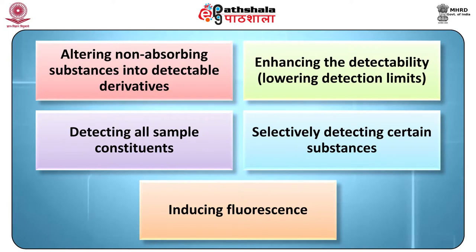Derivatization alters non-absorbing substances into detectable derivatives, enhancing detectability, lowering detection limits, detecting sample constituents, selectively detecting certain substances, and inducing fluorescence. The technique is accomplished by spraying liquid, immersing or dipping, and with the help of gases. In any case, the reagent needs to be homogeneously transferred to the chromatogram. The transfer of homogeneous reagent can be achieved by immersing the TLC plate in the derivatizing reagent. Dipping and withdrawing has to be performed smoothly in order to evade tide marks.